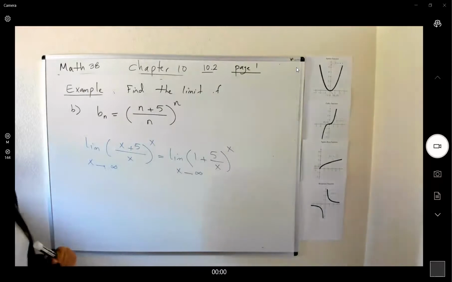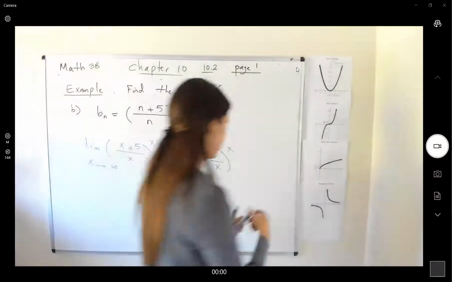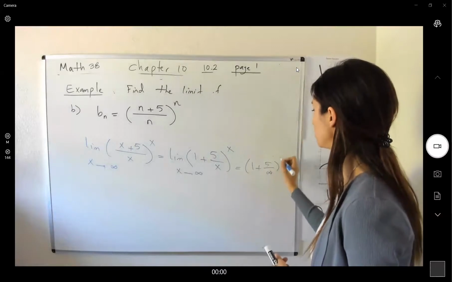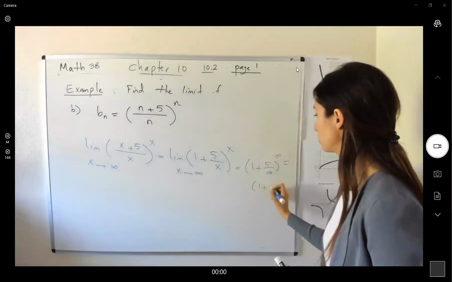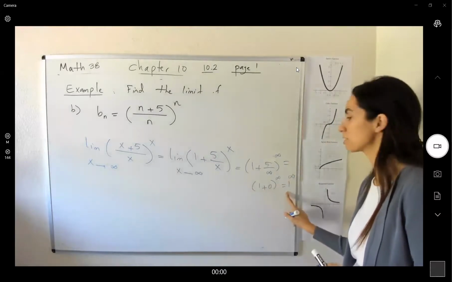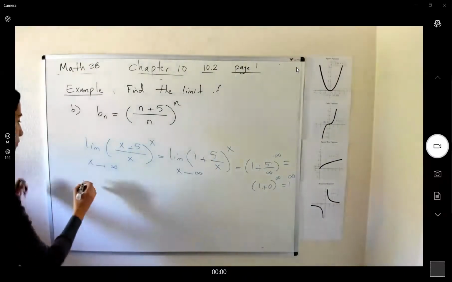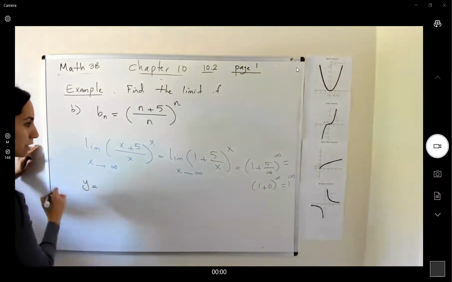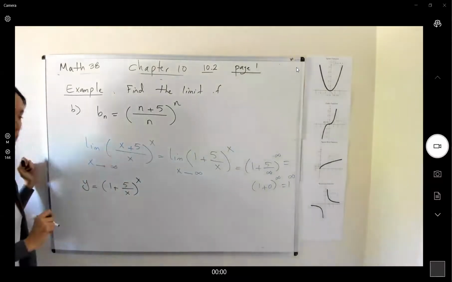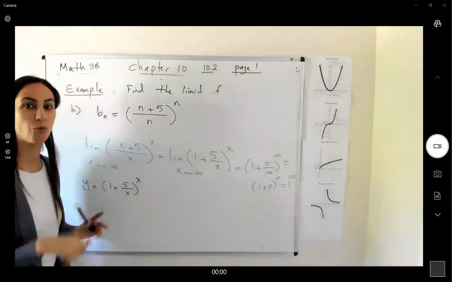Okay, how do we find this limit? If you plug in infinity, you get 1 plus 5 over infinity, raised to infinity, which is 1 plus 0 raised to infinity, 1 to infinity, which is an indeterminate form. So y is equal to (1 plus 5 over x) raised to the x. We can take ln of both sides. I'm getting back to calc 1.